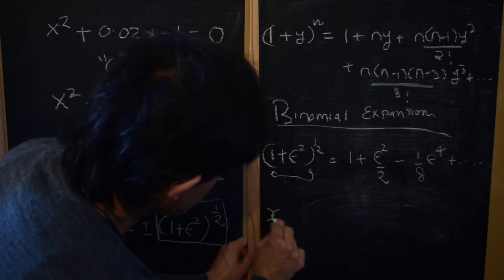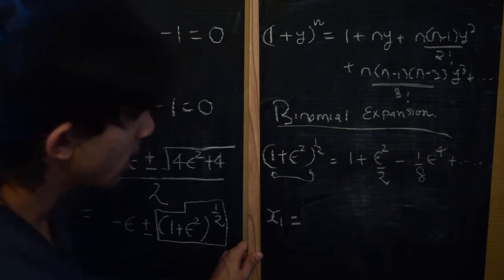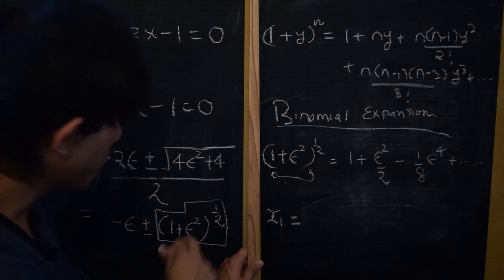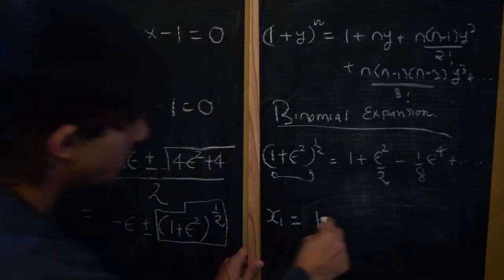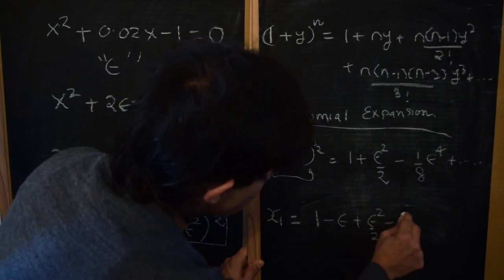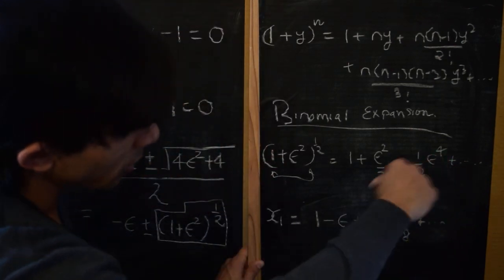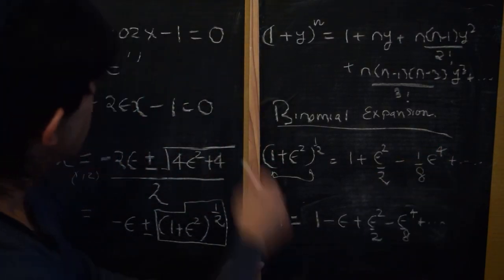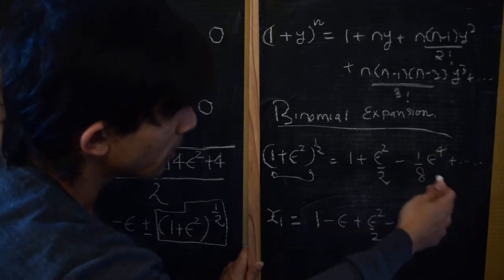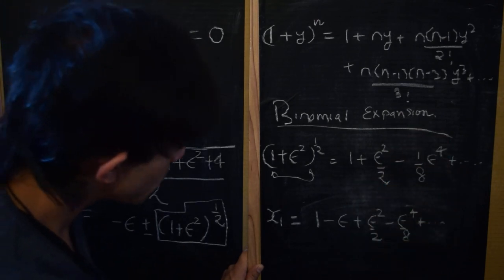Let's write it here. The first root x1 will be, so you have a factor 1 plus epsilon squared, all these terms added, and typically we write these series in increasing powers of epsilon. So we have a 1, then a minus epsilon, then epsilon squared by 2, minus epsilon 4 by 8. The reason we are writing dots for higher order terms is because, let's say for this particular equation, epsilon is 0.01. If you raise 0.01 to the power of 4 or 6 or 8, it becomes very, very small. So for now, we can just ignore those terms.